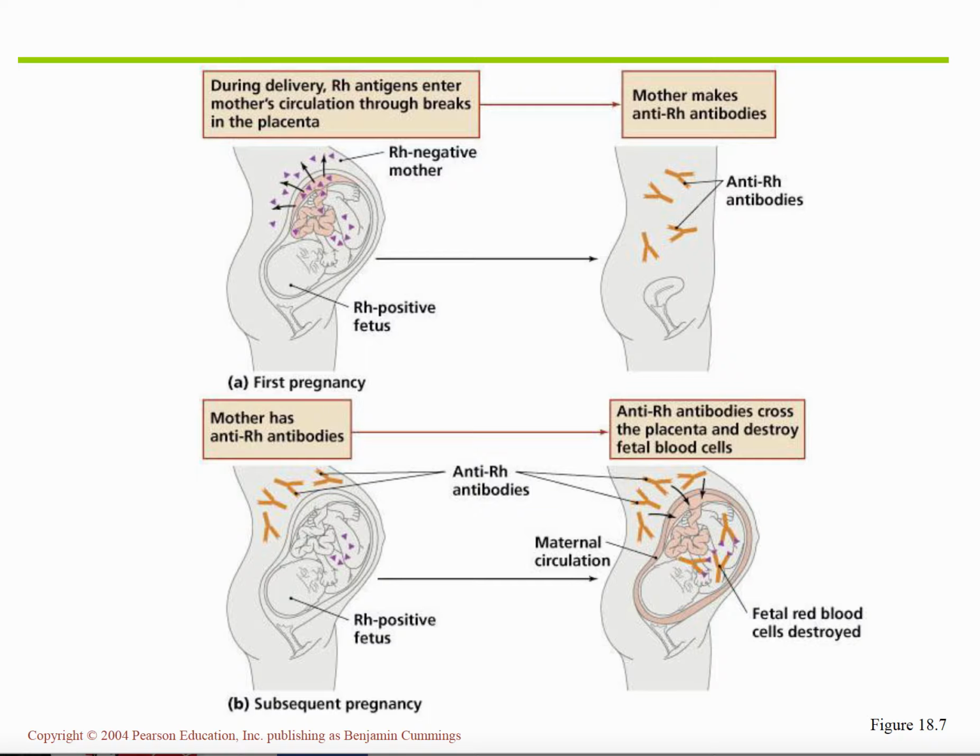So what they do is they administer RhoGAM. They give RhoGAM to moms that are Rh negative and are carrying Rh positive babies. So basically they block this, and the mother doesn't have that problem. You can carry the child.